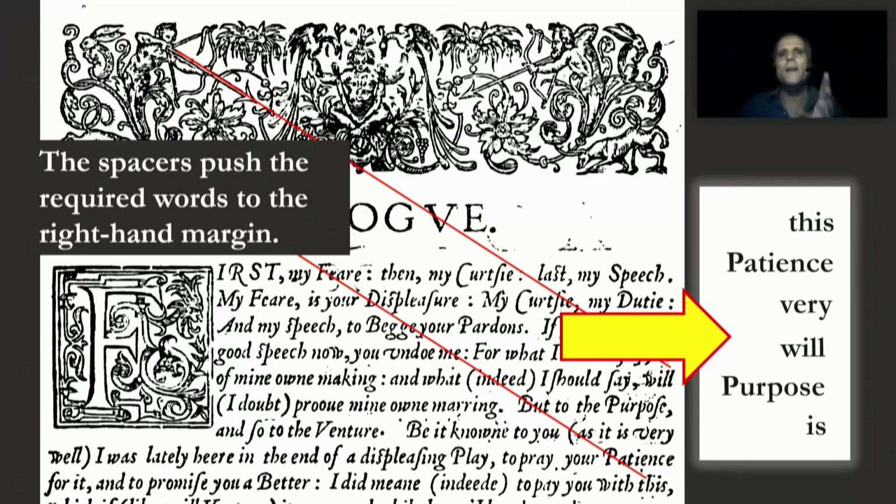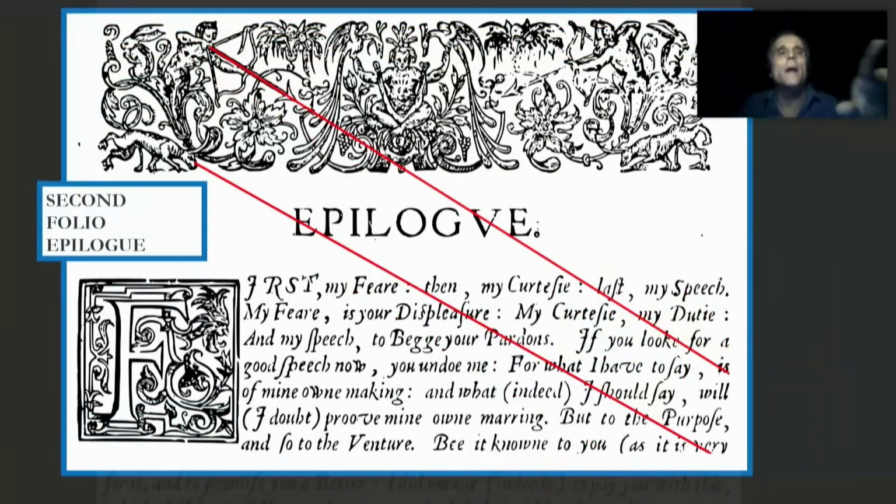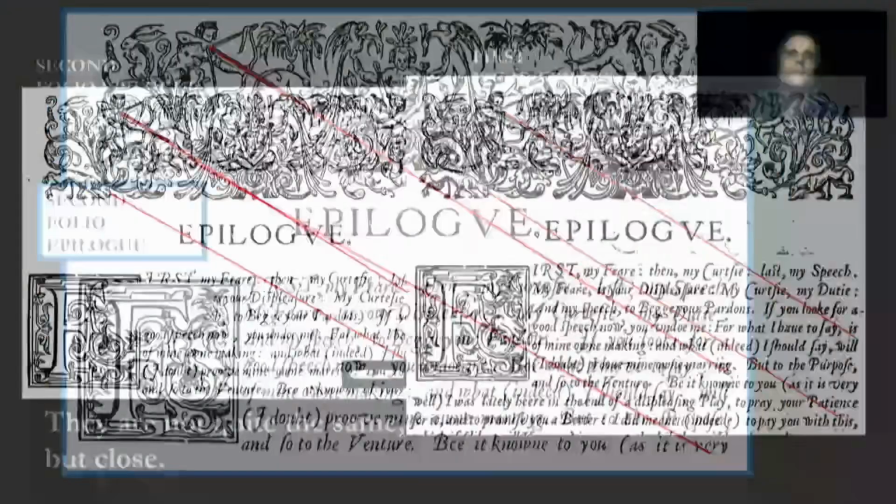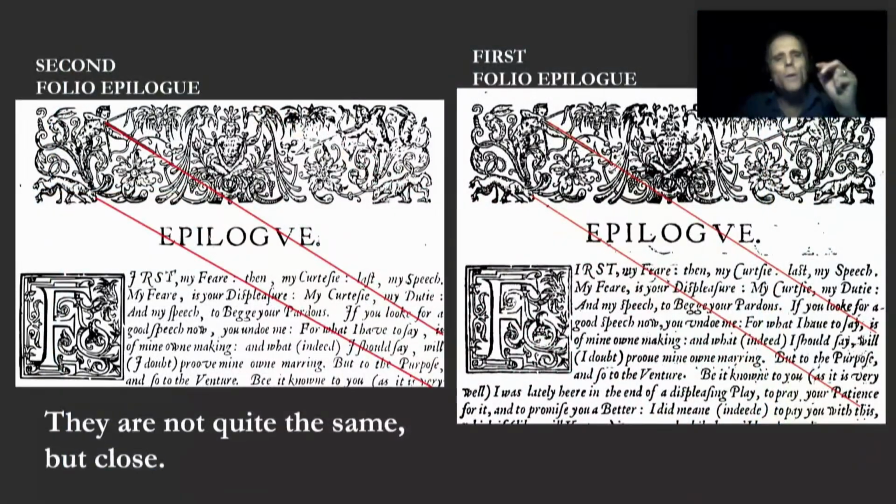I wanted something external to this book. Therefore, I went to the next edition, the second folio, to see what the printer did with this epilogue. This is what he did, showing the same sight lines as in the first folio. Notice that almost every element is identical. They are not quite the same, but close.